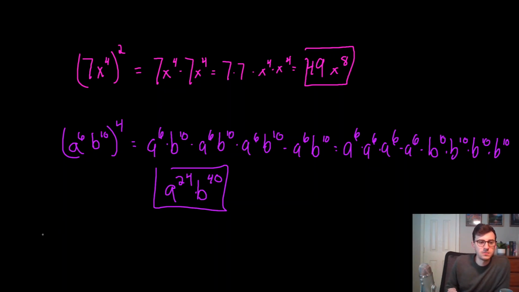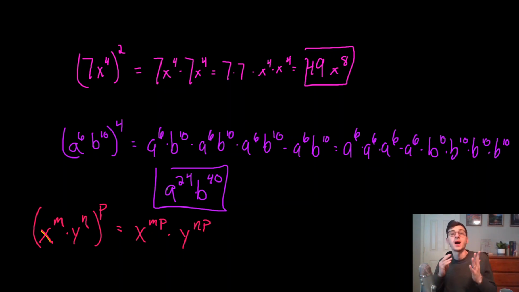So if I had, I don't know, x to the m times y to the n, and all of that was raised to the, we'll do p. That would equal x to the mp, right? M times p times y to the np, n times p. So that's how it works for monomials. Hope that was helpful. See you in the next video.